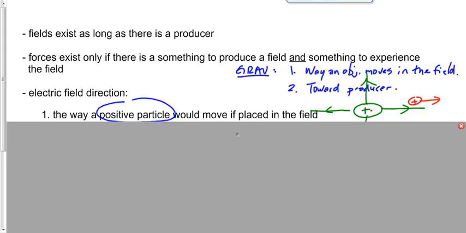Now, let's say we took this away. It's gone. Does that change the field? No. The field is outwards, away from the positive producer, because if we put a positive in there, it would move outwards. It doesn't have to be there, but if it was there, it moves outwards, therefore the field is outwards. By the way, if I put a negative in there, which way would it move? Towards it. So positives experience a force with the field, and negatives will always experience a force against the field.